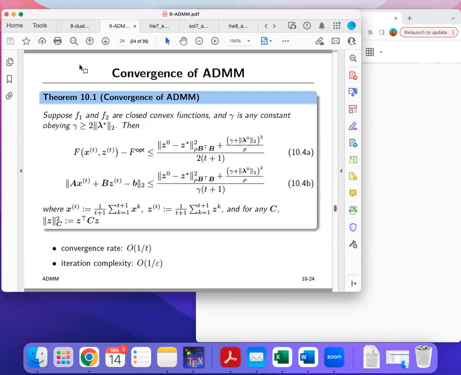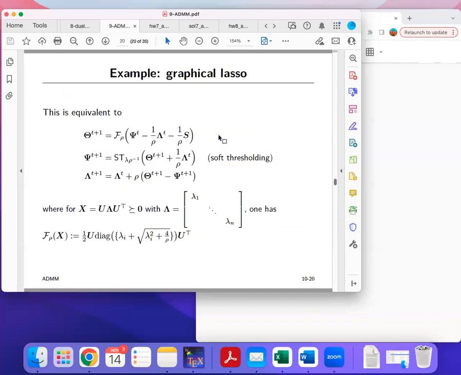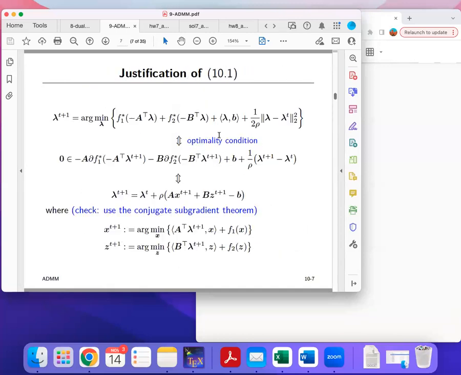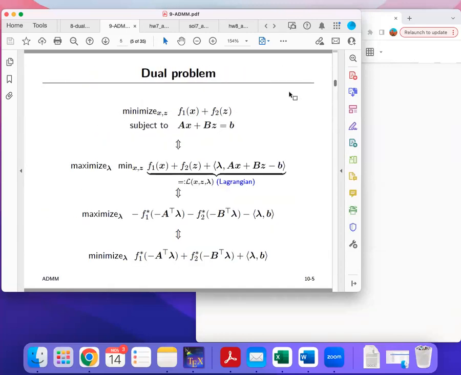Okay, so let's talk about the convergence analysis of the ADMM method. So this is the convergence result. Suppose F1 and F2 are convex functions. So let's look at the problem first. So F1 and F2, they are convex functions.